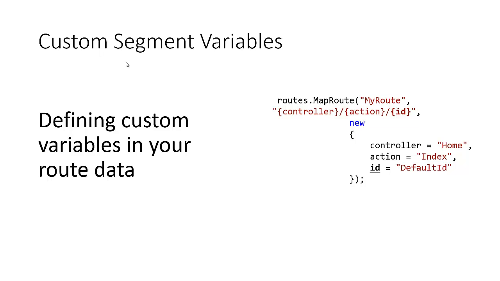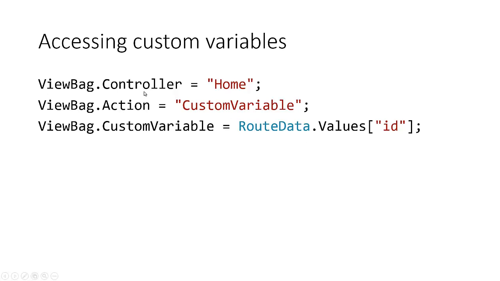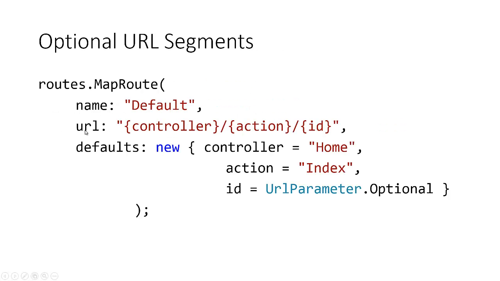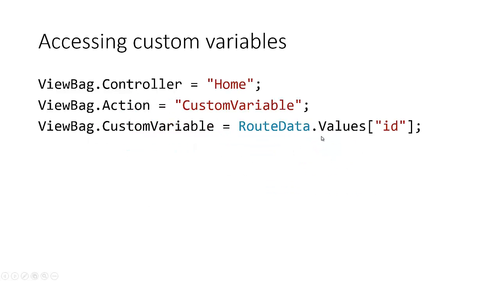Now, ID is the default, but we could add additional segments, and we access those by name. In this case, this is what you would put inside of your controller. So just storing some variables in a view bag, we would say that the controller is home. Maybe we're calling this custom variable action. And then to actually capture the custom variable itself, we would say route data.values and then pass in the string of that custom route variable.